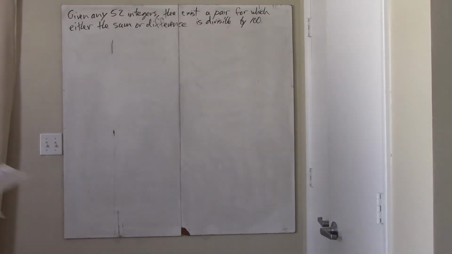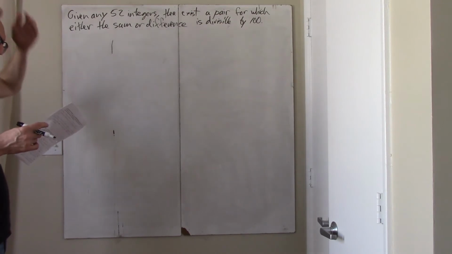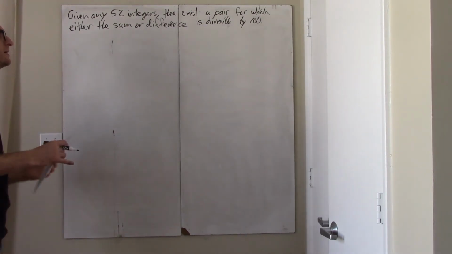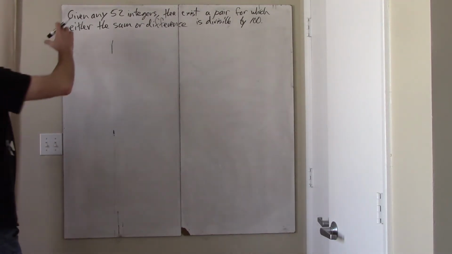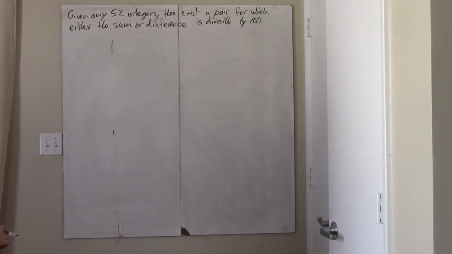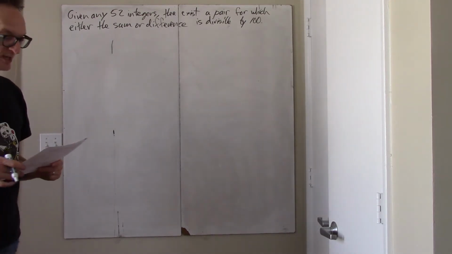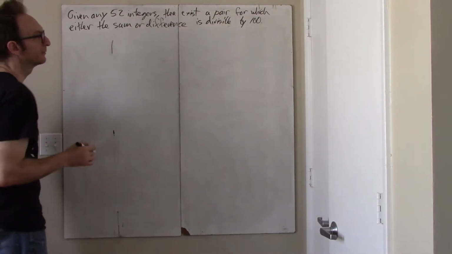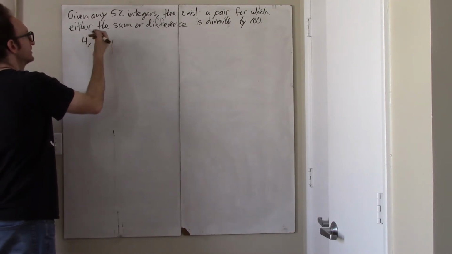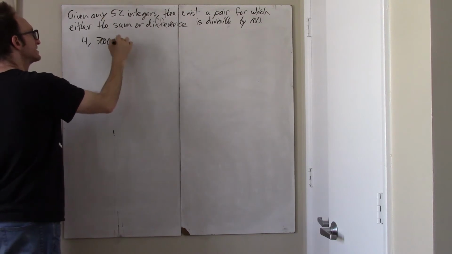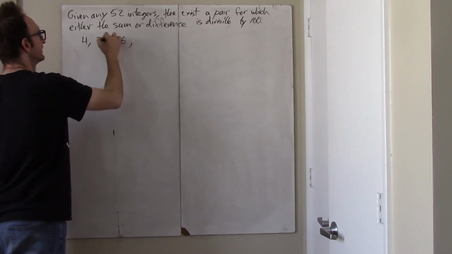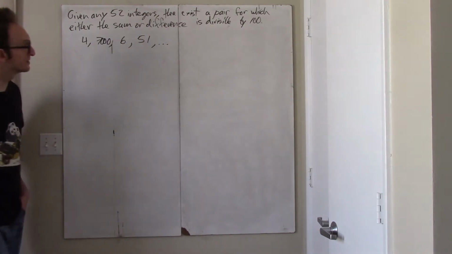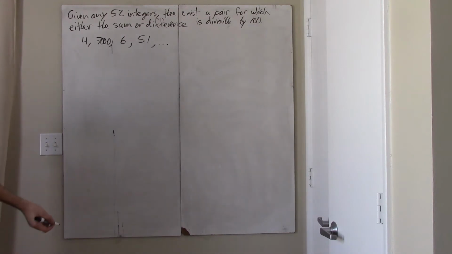Alright. So, this is going to be sort of a proof by, it's gotta be. You can think about what it would take to sort of break this theorem. So, how could you avoid it? Or maybe what kinds of things suffice for there to be a sum or difference divisible by 100? So, the problem is that we have 52 integers, so they could be anything, right? You could just have a lot of really, really big numbers. 4, 7,000, 6, 51, whatever. A lot of integers. There are 52 of them. Why must there be a pair for which the sum or difference is divisible by 100?